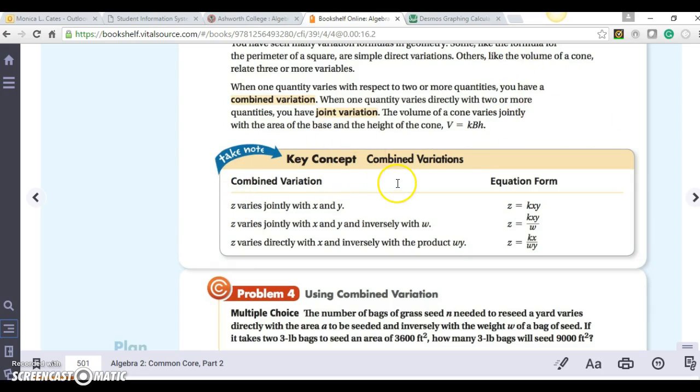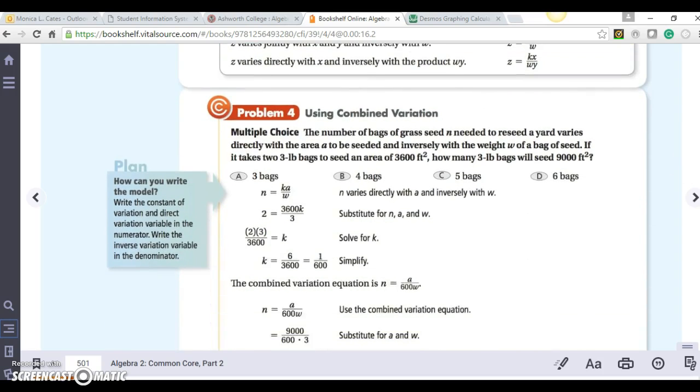So here are our formulas for combined variation. If Z varies jointly with X and Y, then I have Z equals KXY. If Z varies jointly with X and Y and inversely with W, here's my formula. If Z varies directly with X and inversely with the product of W and Y. So these are the different formulas that I can use. Let's look at an example.